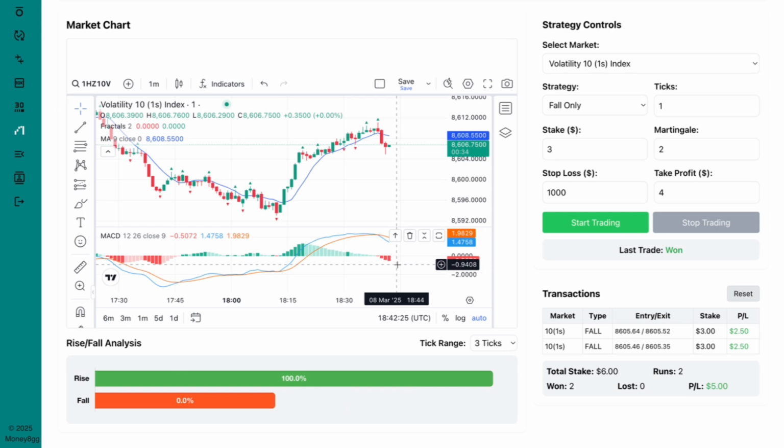Enter on the second or third one, not the fifth or sixth. Don't enter when the momentum has gone and gone and gone. Remember, this is computer generated. This is not Forex.